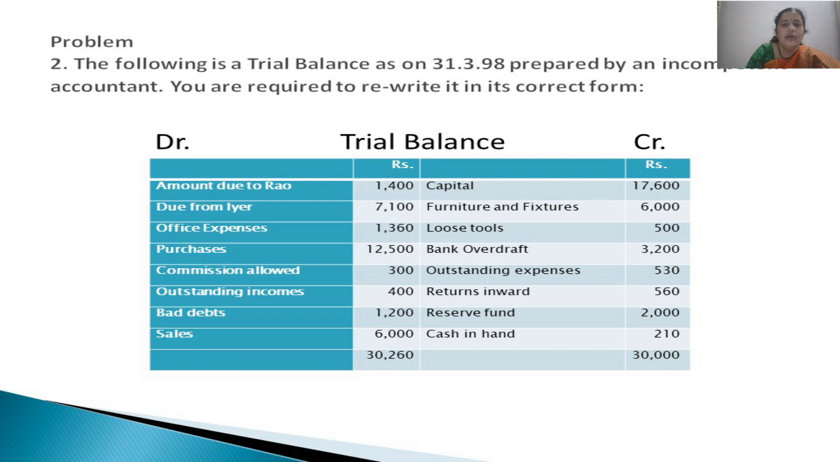Like that, you have to check each and every item, and if it is not written properly, capital, is it a credit item? Furniture and fixtures, is it a credit balance showing account? Like that, you have to look at all these items given in the trial balance prepared by the not so knowledgeable accountant, and you have to rectify this.